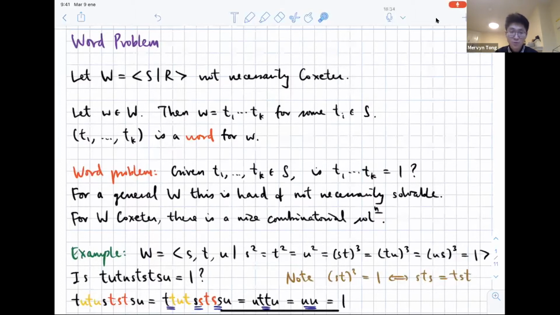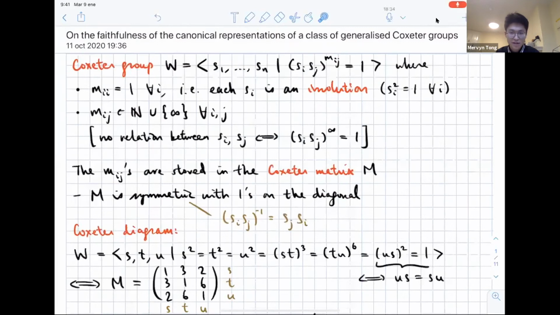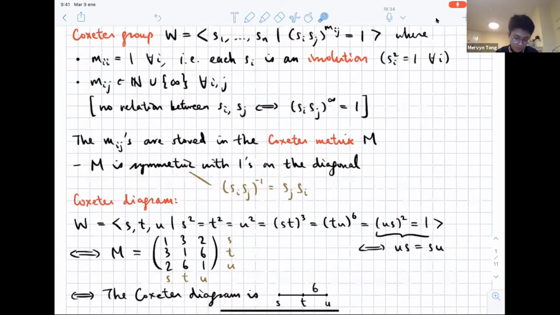For a general W, the word problem is hard and not necessarily solvable. So there is no algorithm that's guaranteed to solve it in finite time. However, for Coxeter groups, there is a nice combinatorial solution because the forms of the relations written up in the definition here are just nice.